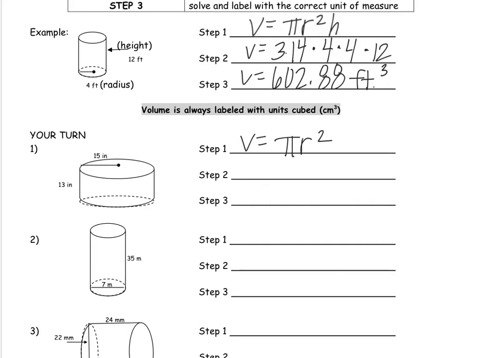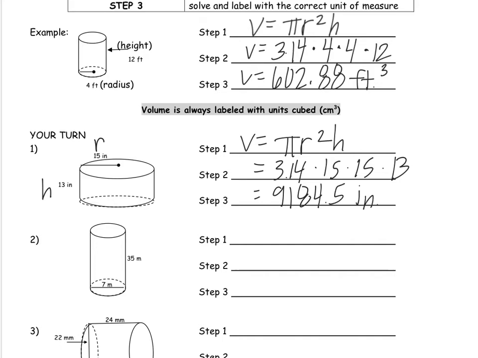Pi r squared height, 3.14. The radius is 15 and the height's 13. So times 15 times 15 times 13. And you multiply that together, and you got 9,184 and 5/10 inches cubed.